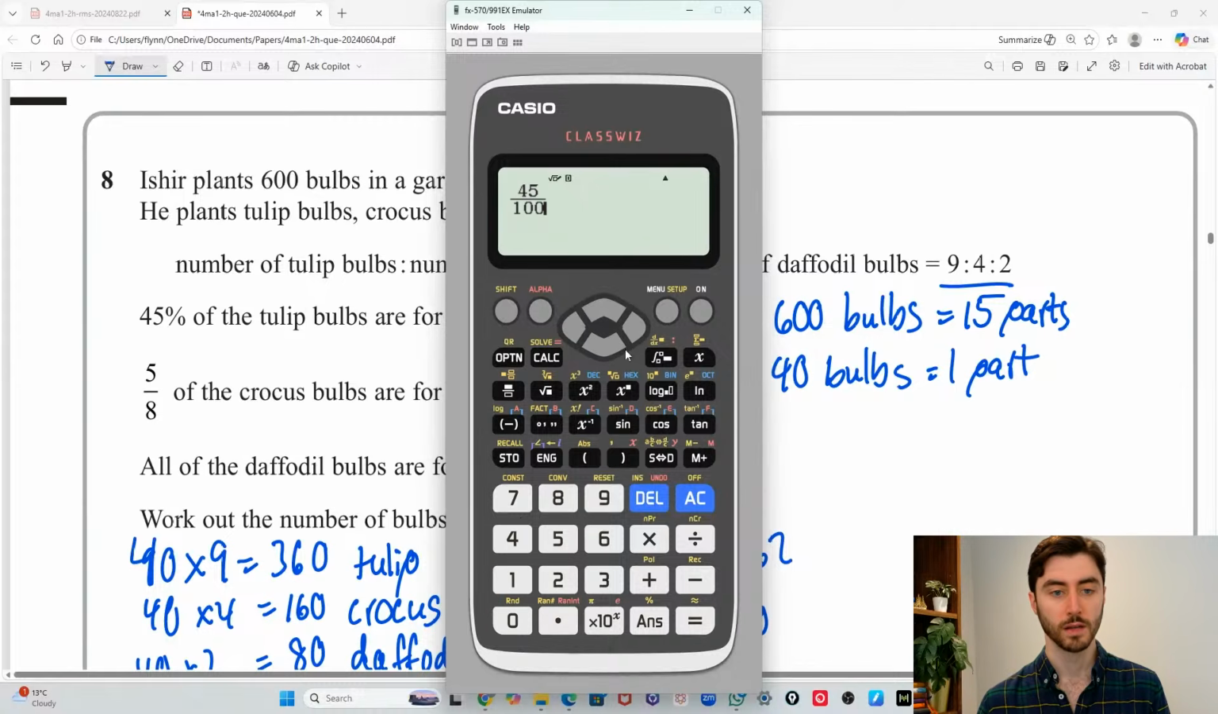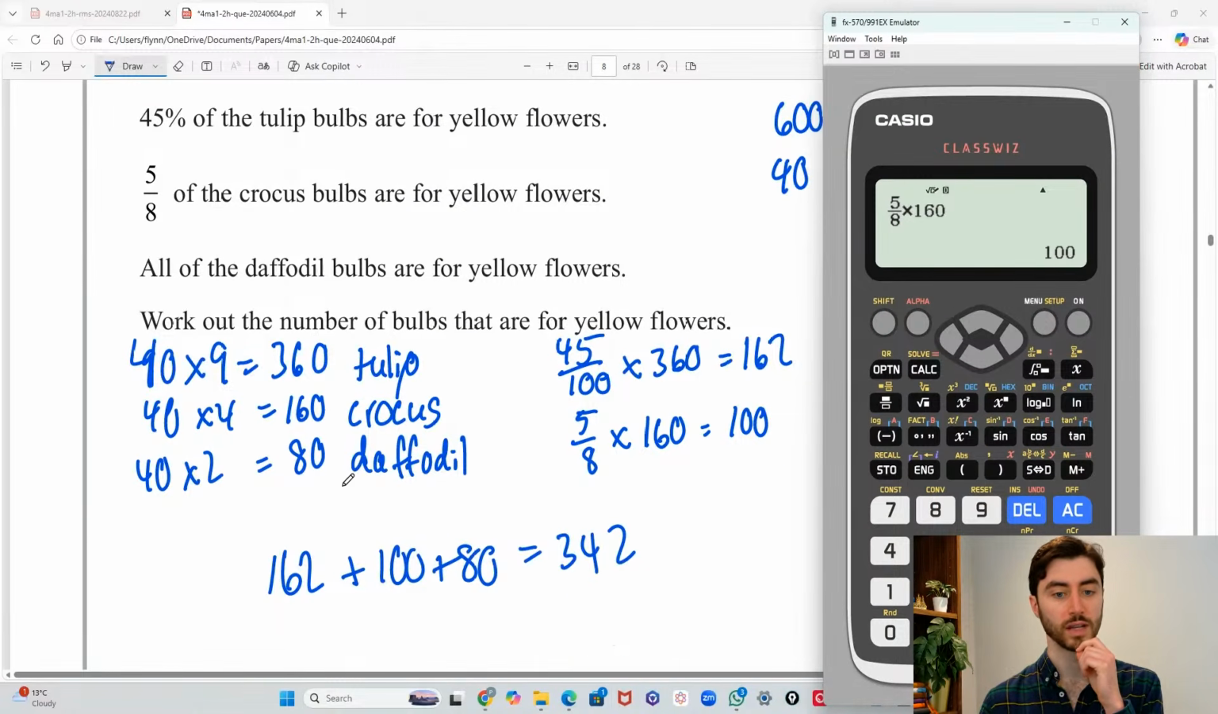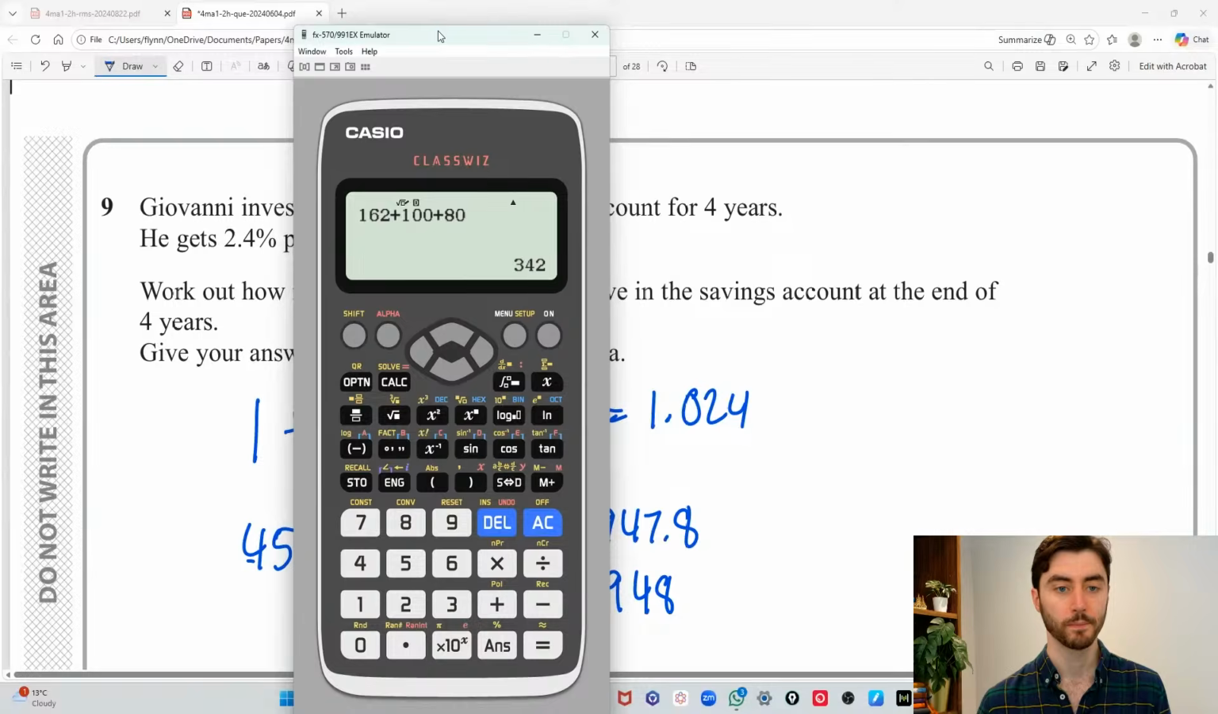45% of the tulip buds does give me my 162. 5/8 of the 160 crocus does give me the 100. So the 162 and the 100 and the 80. So 162 plus 100 plus 80 does give me the 342 I said. Okay, so that seems okay.